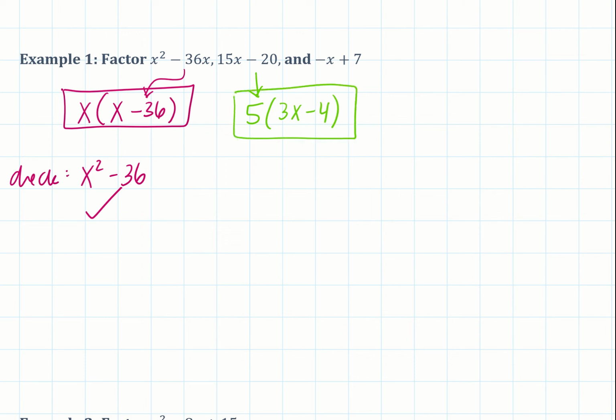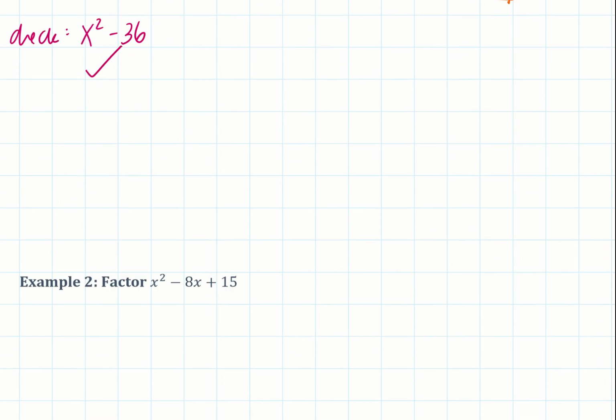Now, negative x plus 7, they actually don't have anything in common, but I do like that first number inside the parentheses to be positive, so I will just divide both terms by negative 1, and I'm left with negative 1 times the quantity x minus 7. Okay, let's take a look at another one.